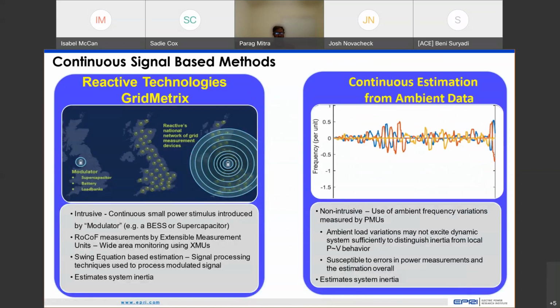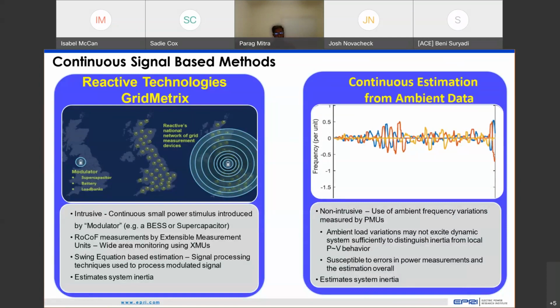these second class of methods are what we call the continuous signal-based methods. So really, there are two categories of these methods. One is an intrusive type method, and one is what we do from ambient data, which is non-intrusive. So what is this intrusive type method? This has been implemented by this company called Reactive Technologies, and I'll give you an overview of how this thing works.